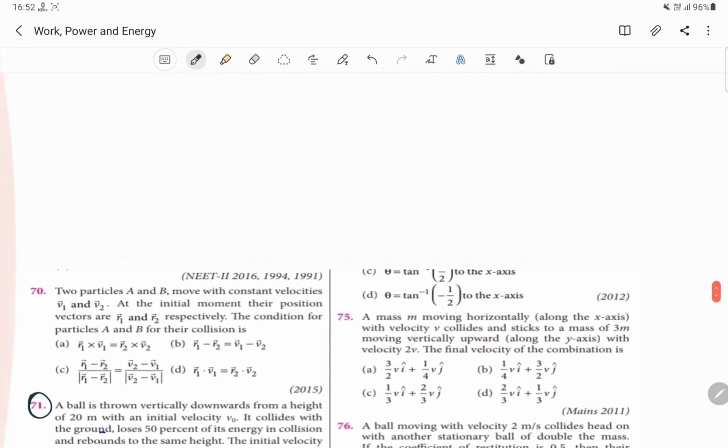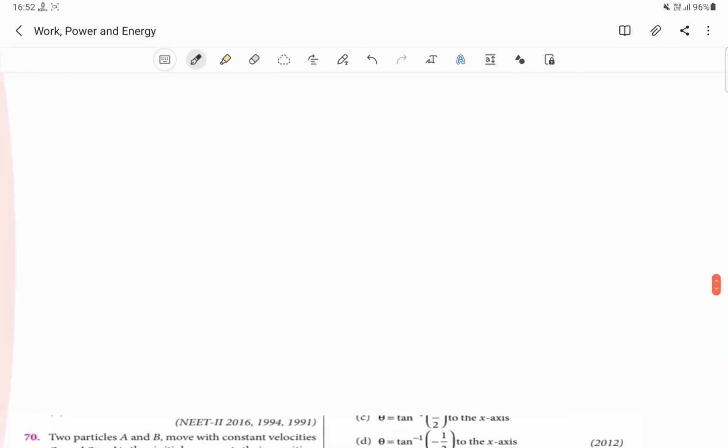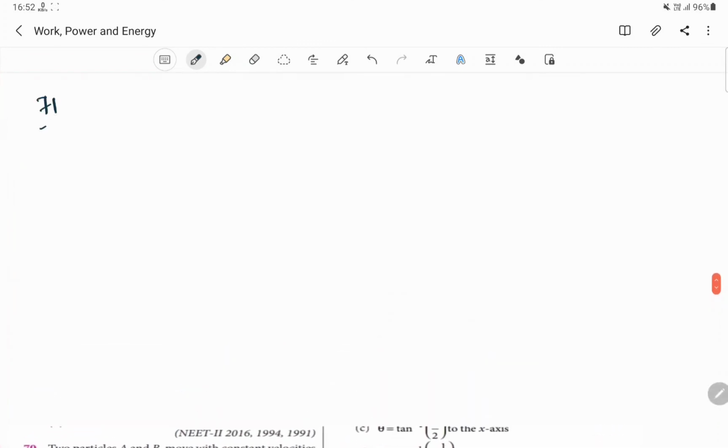Here for this question number 71, let me draw the diagram over here. What is the given height?